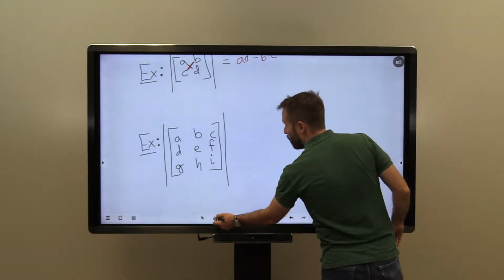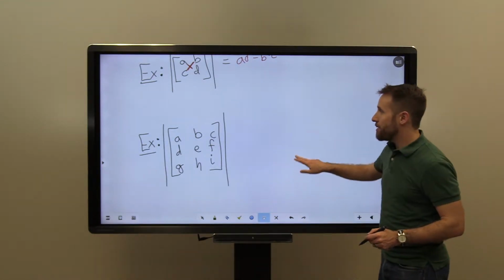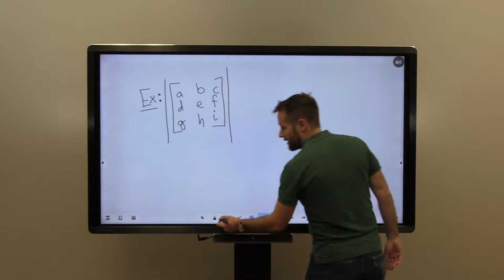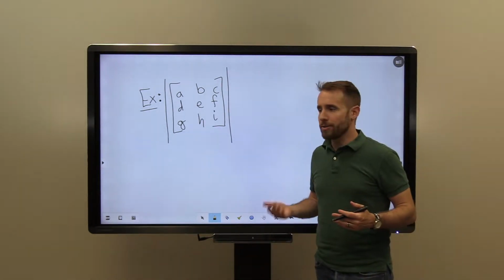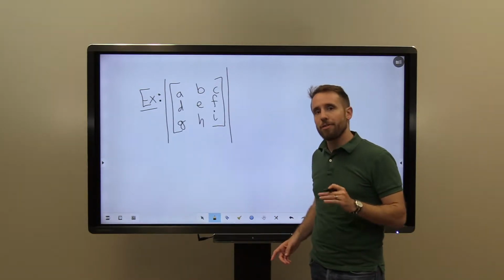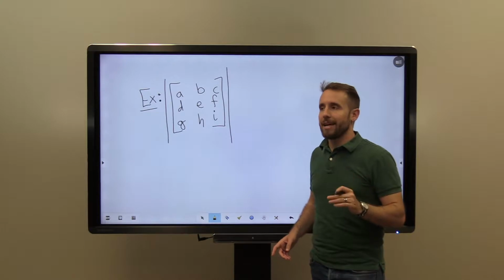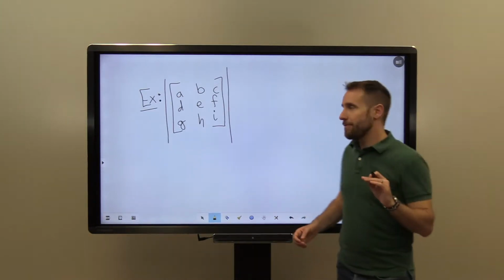All right. What about a 3 by 3 matrix? All right, so here we have a 3 by 3. It has 9 entries. This will be a little bit trickier. And it turns out that there's a certain recursive element to calculating determinants. To calculate the determinant of a 3 by 3, we will need to be able to calculate determinants of 2 by 2s. And so we'll do this as follows.